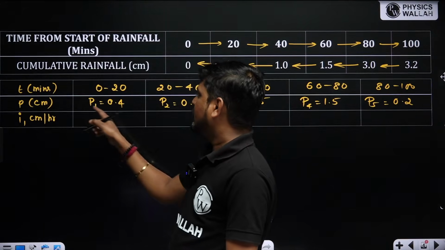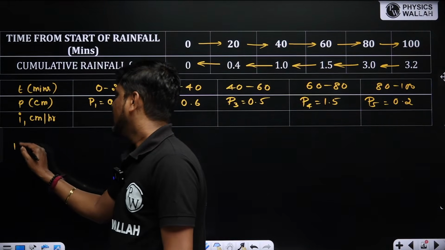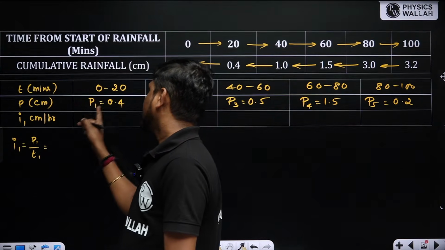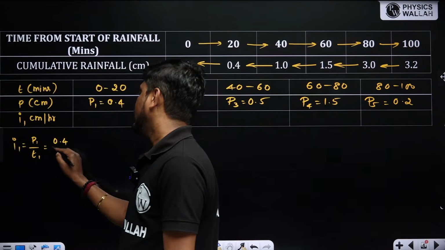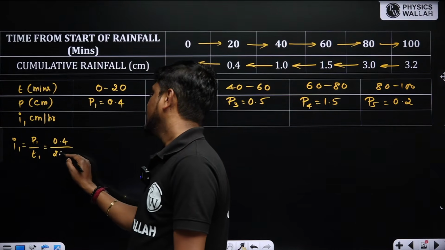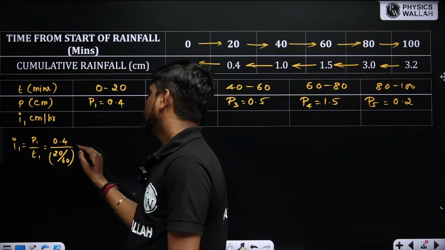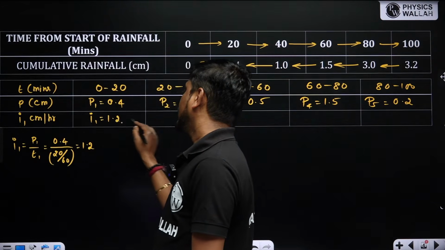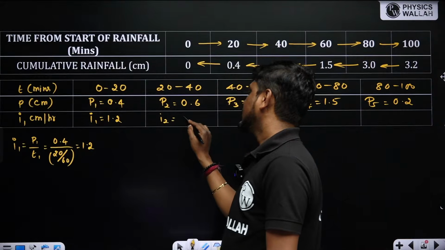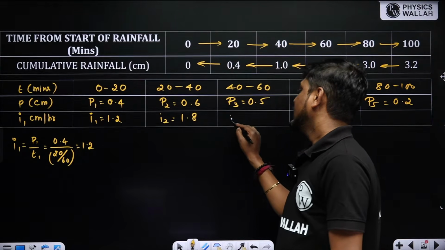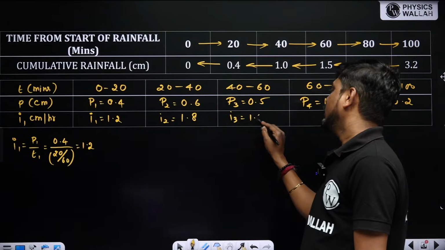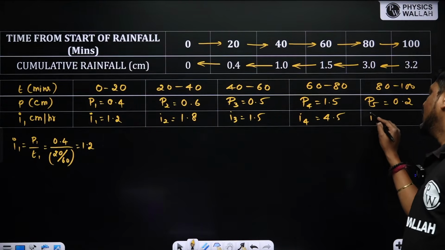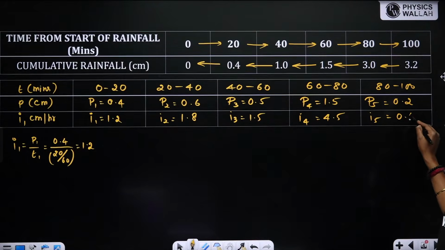intensities you can calculate. So intensity I1 is equal to P1 by T1. Only the first calculation I am showing you: 0.4 divided by 20 minutes, that is 20 by 60. 4 threes are 12, 1.2. So intensity I1 is 1.2. Intensity I2 is 6 threes are 18, 1.8. I3 is equal to 1.5. I4 is equal to 4.5. I5 is equal to 0.6.